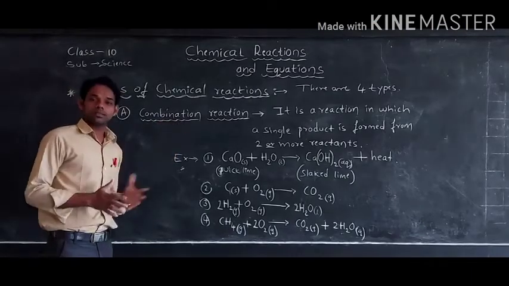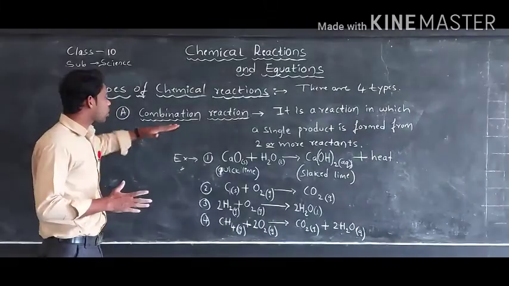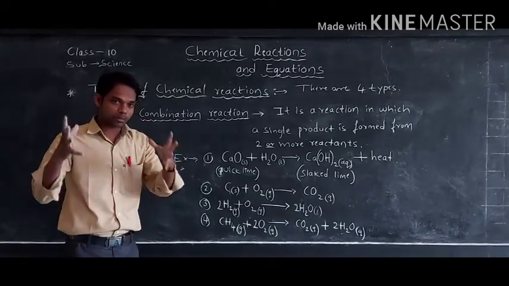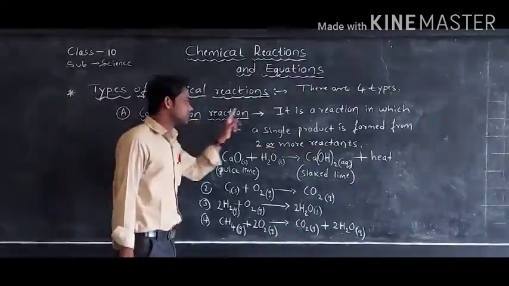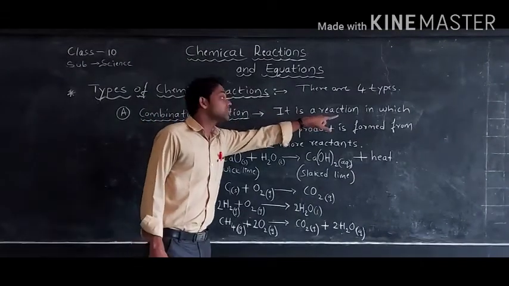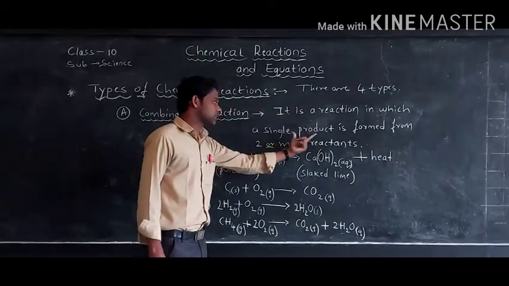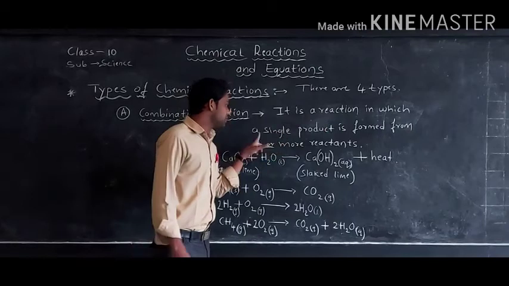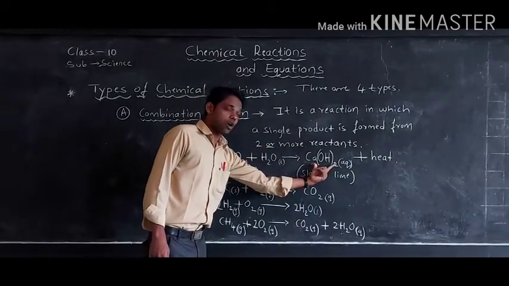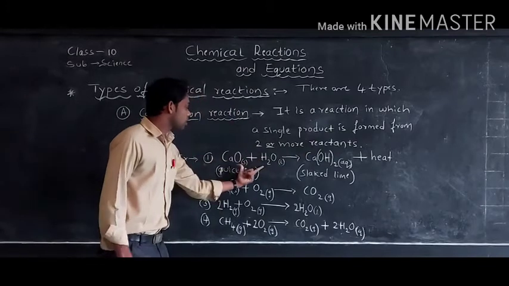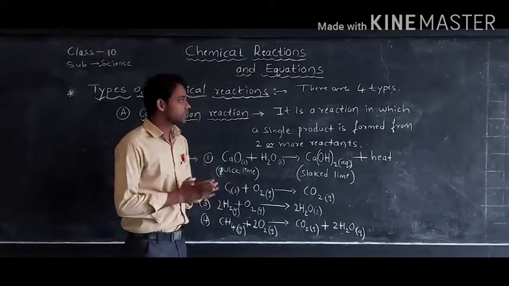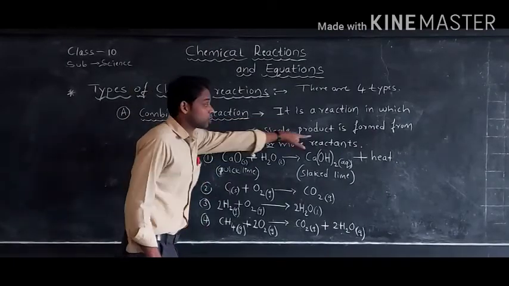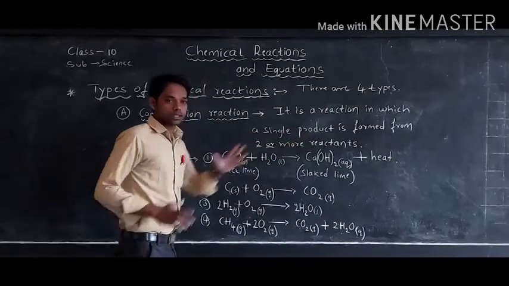See, in this only we have the answer. Combination means combining, combined reaction. See what it says. It is a reaction in which a single product is formed from 2 or more reactants. See these examples. What is a combination reaction? It is a reaction in which a single product is formed from 2 or more reactants.